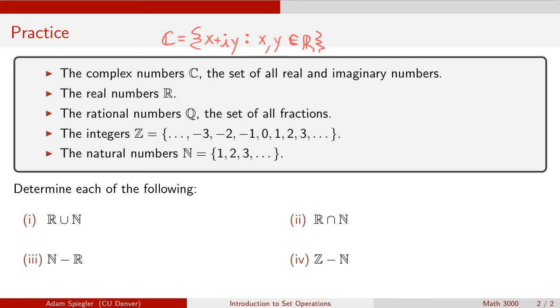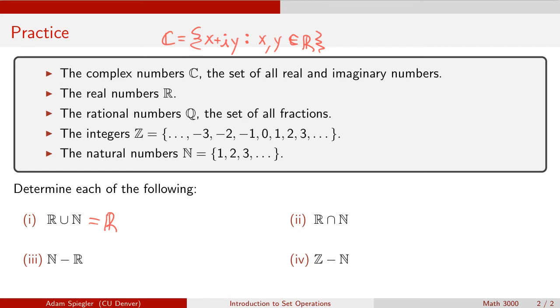So in number one, we are asked to calculate the union of the real numbers and the natural numbers. So this would be saying, what are all numbers that are either real or natural numbers? And since all of the natural numbers are themselves real, when I look at this union, I'm just going to get back all of the real numbers.